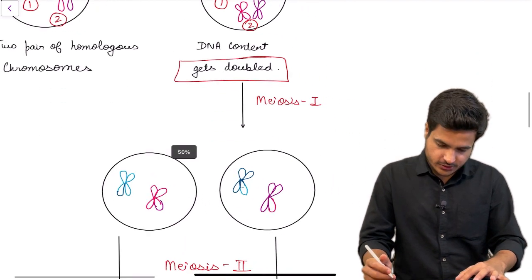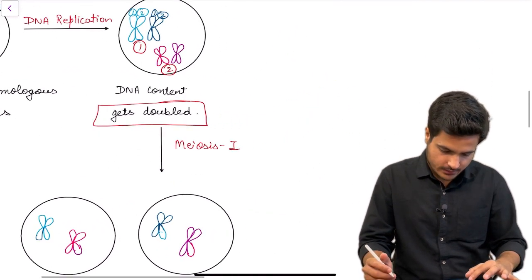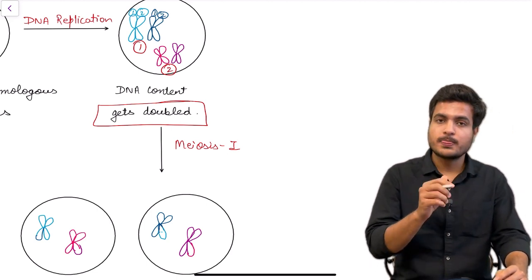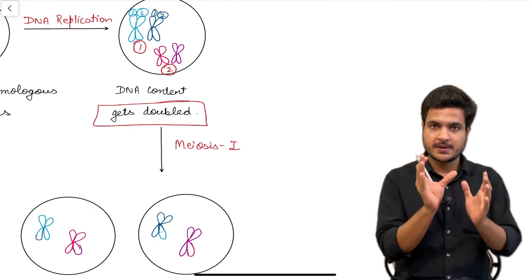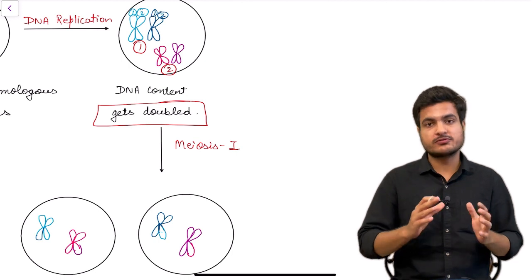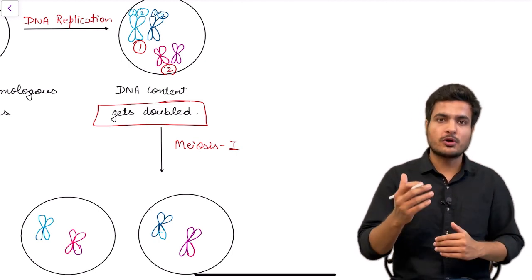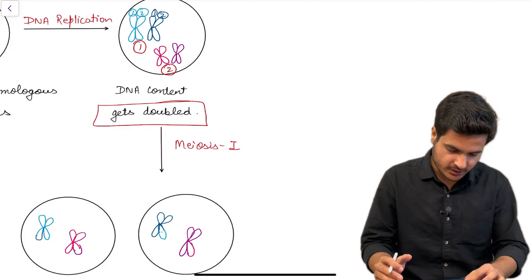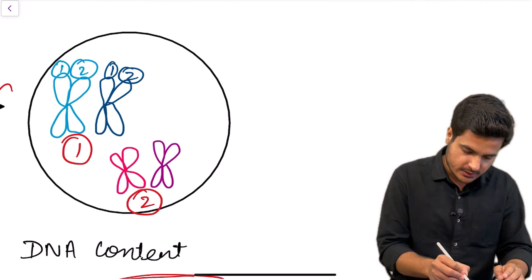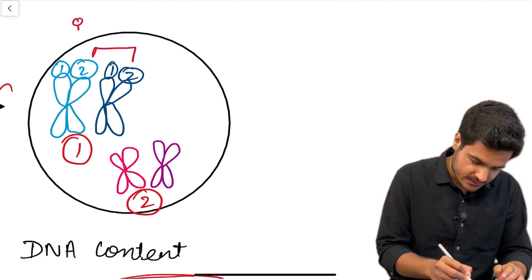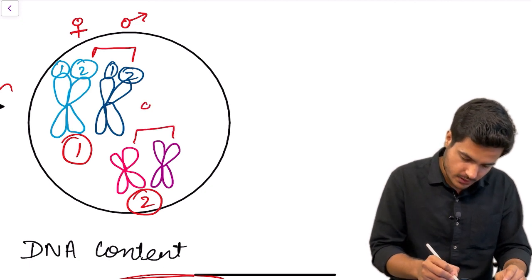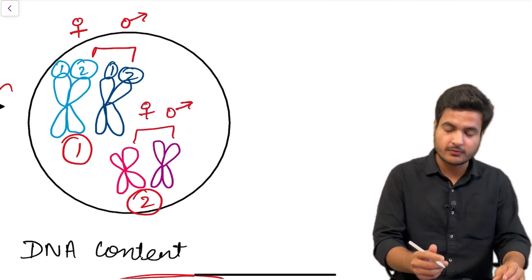Now after meiosis 1, each chromosome from the homologous pair will separate after a few modifications, and those modifications will be dealt with in the next video. For the time being, you can just see that there is a homologous pair of chromosomes, these 2, one from the mother's side and one from the father's side. Similarly, there is another pair of homologous chromosomes, again one from the mother's side and the other from the father's side.